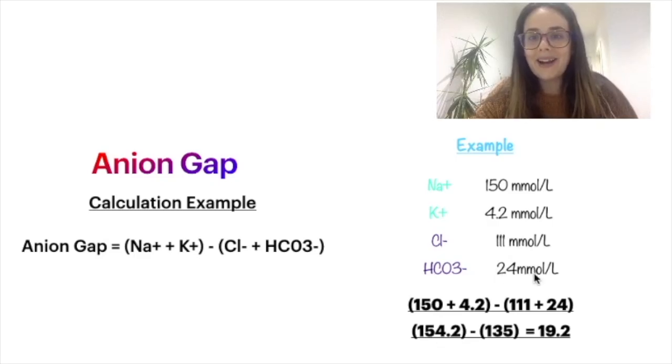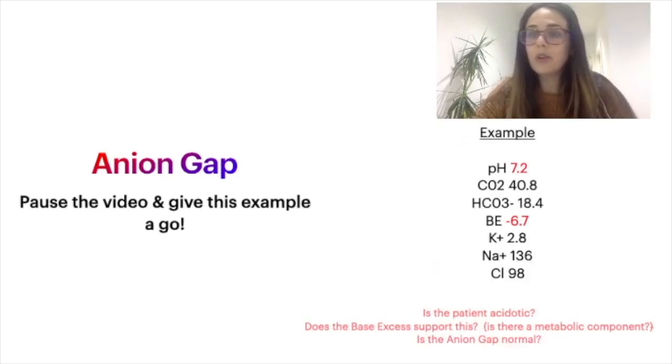And our bicarb, 24. We add those up. And then we get 135, and we just simply minus those from each other. And you can see in this example here, the anion gap comes to 19.2. So it's normal. It's under 20. Okay. So look, have a go at this one. Pause the video if you like.